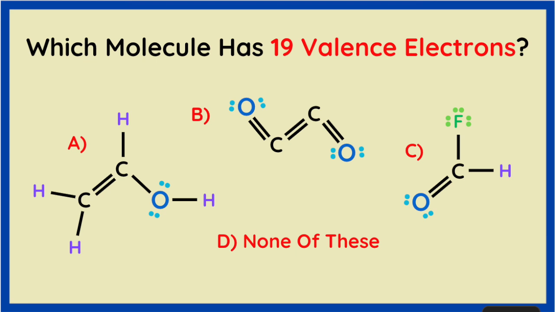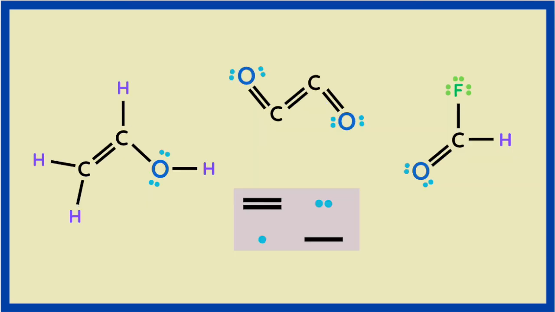Which of these molecules has 19 valence electrons? Molecule A, molecule B, C, or none of them? And what does that say about valence electron counts in general? The key to determining valence electrons in each of these Lewis structures is in the sticks and dots that compose them.